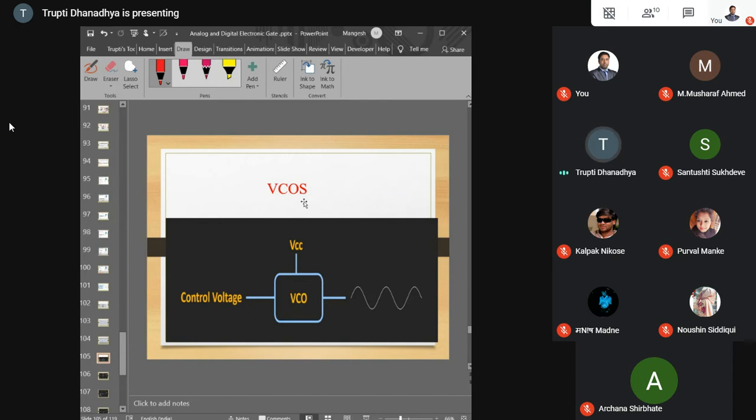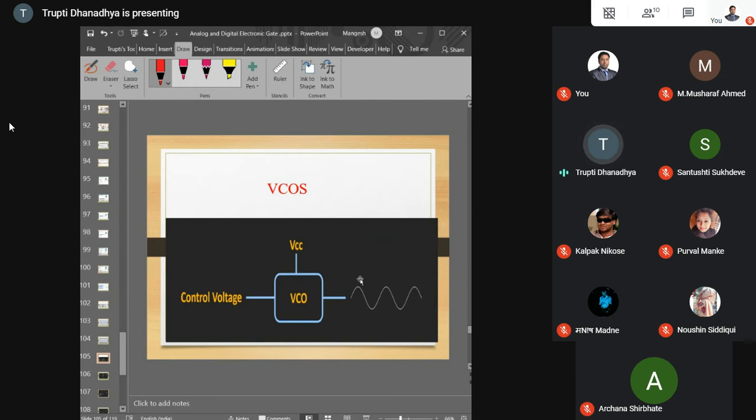This is the voltage control oscillator. We get the output as we required in the oscillator. There is a combination of the passive resistance. From that we get the output as a square wave, sine wave, as we are designing the circuit diagram. Okay, so this is the control voltage, VCC, VCO, and output.